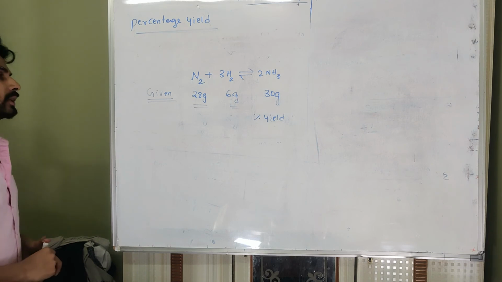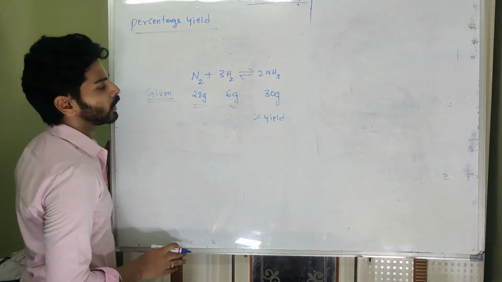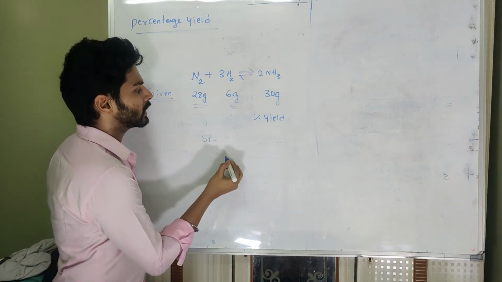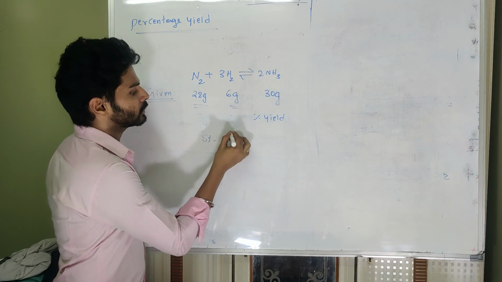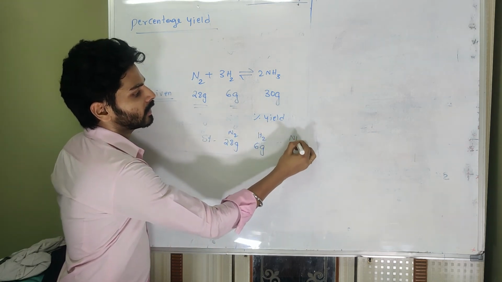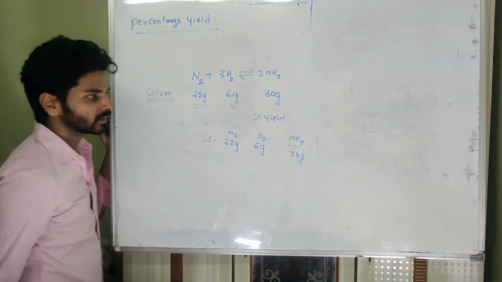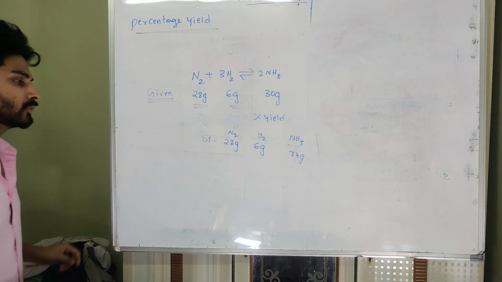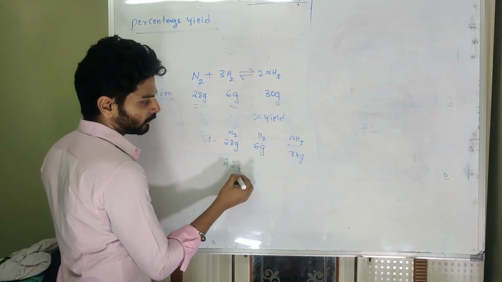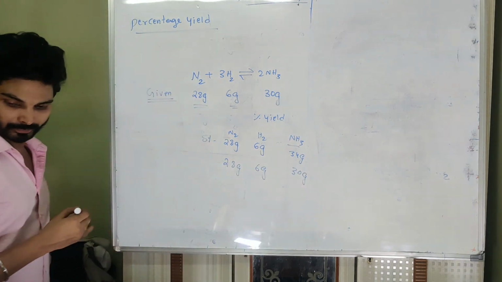Now, what we have to do is find out stoichiometrically how much amount of product is going to form. So stoichiometrically we know 28 gram of nitrogen reacts with 6 gram of hydrogen, giving us ammonia as 34 gram. By theory, we expect that 34 grams of ammonia must form. But what is given is 28 gram of nitrogen, 6 gram of hydrogen, but 30 gram of ammonia.